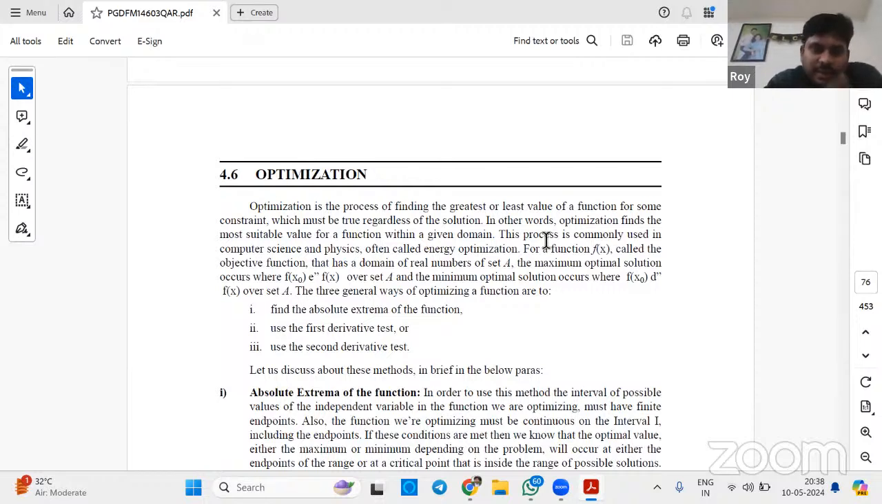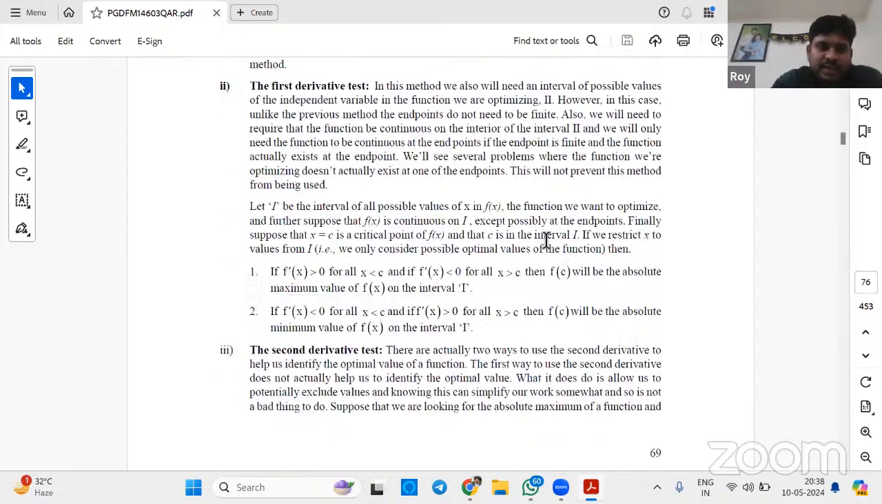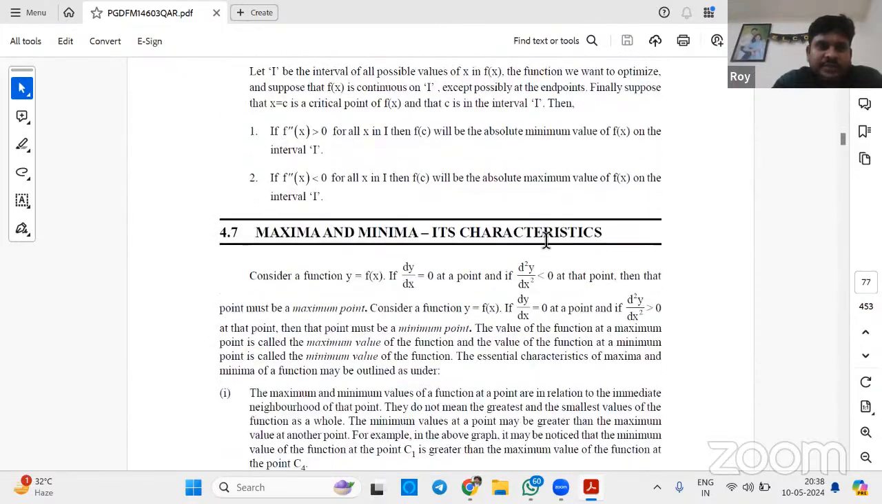The maximum optimal solution occurs as f of x0 into E, because the differentiation of this is that is why we are talking about it. Or set A, and the minimum optimal solution occurs when f of x0 into D. Right? We can understand, draw some few points out of it.